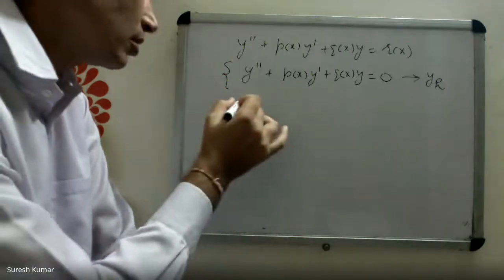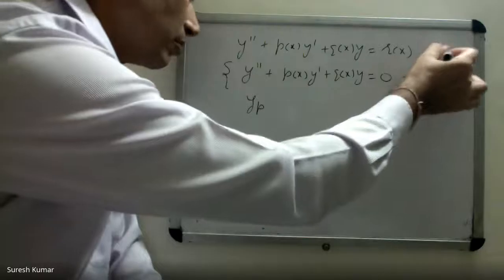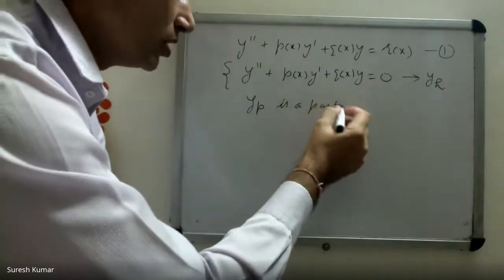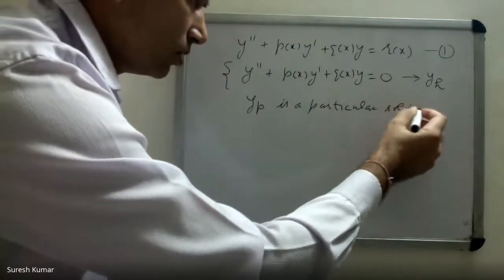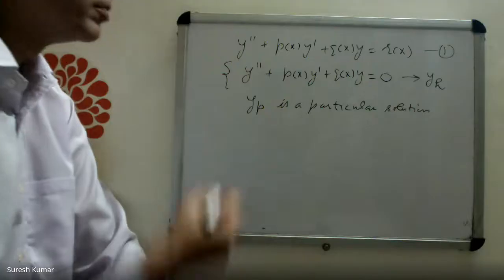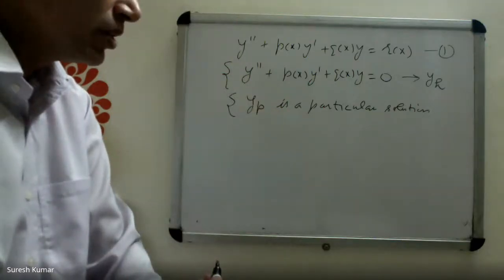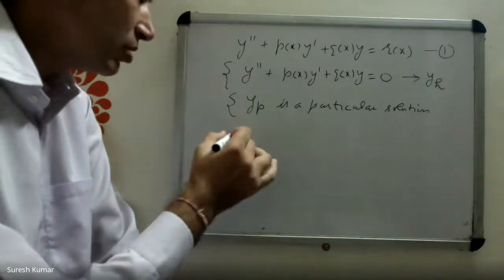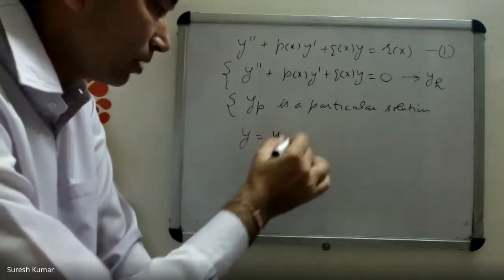After that, find a particular solution of this equation. YP is a particular solution. You have to find it. We will discuss methods for finding it. We also call it the particular integral. Find YP, a particular solution of differential equation 1. Then the general solution is y equal to YH plus YP.